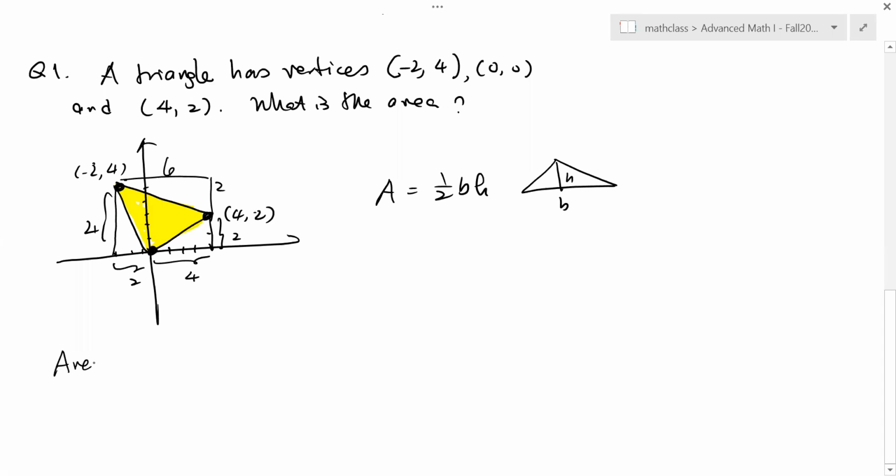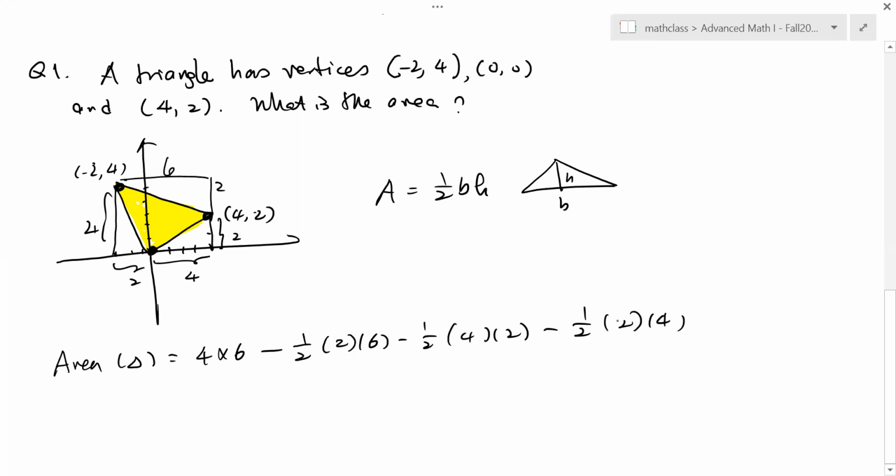So the area of the rectangle is going to be 4 times 6 minus the area of the 3 right triangles. A right triangle is half of the base times height: the one on the top, then the one on the lower right is going to be half of 4 times 2, and the one on the lower left. Let's simplify: 24, minus 6, minus 4, minus 4. So it's going to be 14, minus 14, right? 24 minus 14, so it's going to be 10. Yes, so 10 is the answer.